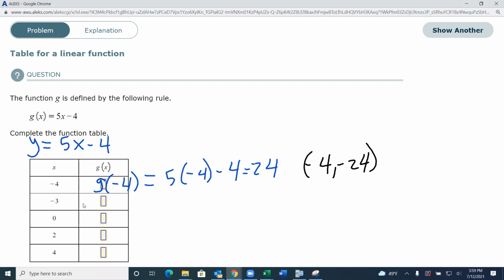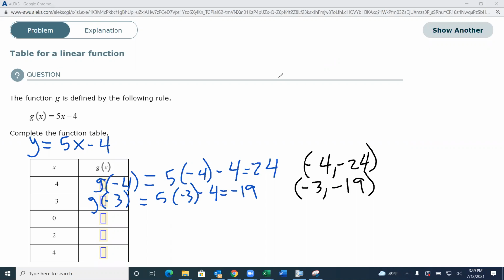Okay, so how about the next one? Now we're looking for g of -3. So 5 times -3 minus 4 is -19. So if we were to graph this thing, the point -3, -19 would be on that line, just like that line that I did on the calculator a moment ago. Cool. Let's do one more. How about g of 2?